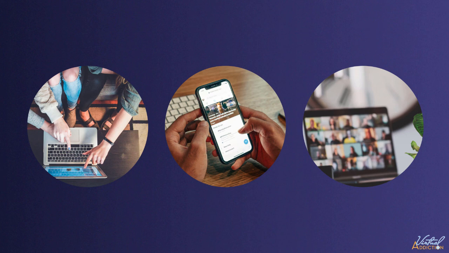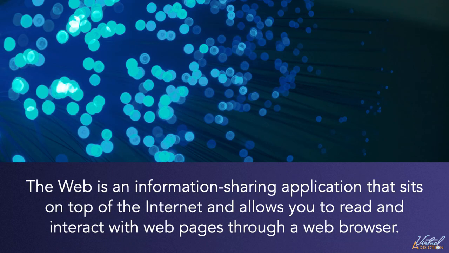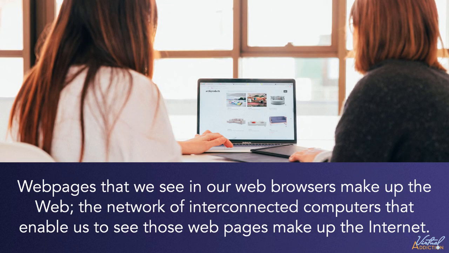It wasn't until big business got involved, and through the launch of commercial internet service providers in the 1980s, that we began to see the emergence of the World Wide Web. The web is only one of many applications that have been built on top of the internet. The web is what most people think of as the internet. It is an information sharing application that sits on top of the internet and allows you to read and interact with web pages through a web browser. Web pages that we see in our web browsers make up the web. The network of interconnected computers around the world that enable us to see those web pages make up the internet.